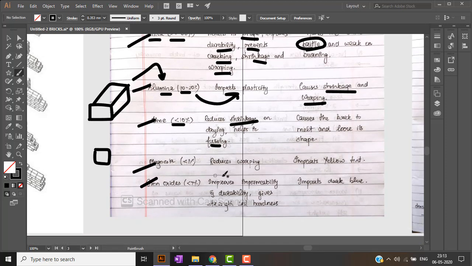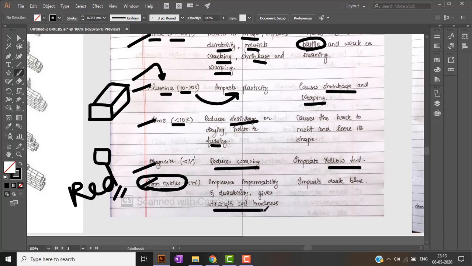The fourth one is magnesia. It reduces warping, and if added in excess, it imparts a yellow tint. Similarly, iron oxide. Iron oxide is a component through which brick obtains its red color. Okay, red color in bricks is due to iron oxide. It improves impermeability and durability, gives strength and hardness. If iron oxide is added in excess amount, it imparts a dark blue color.